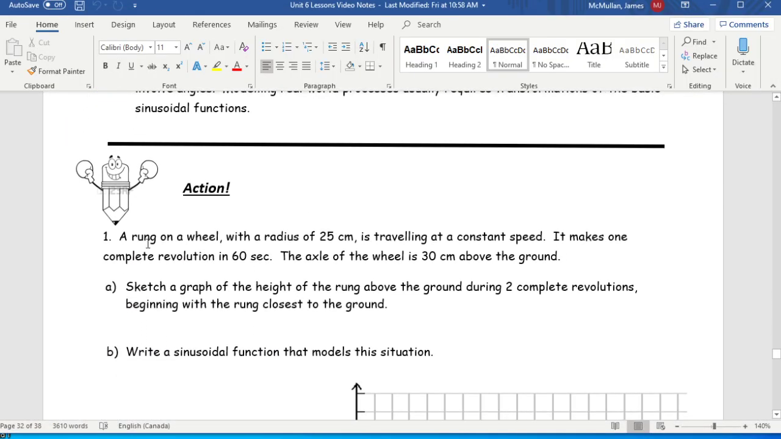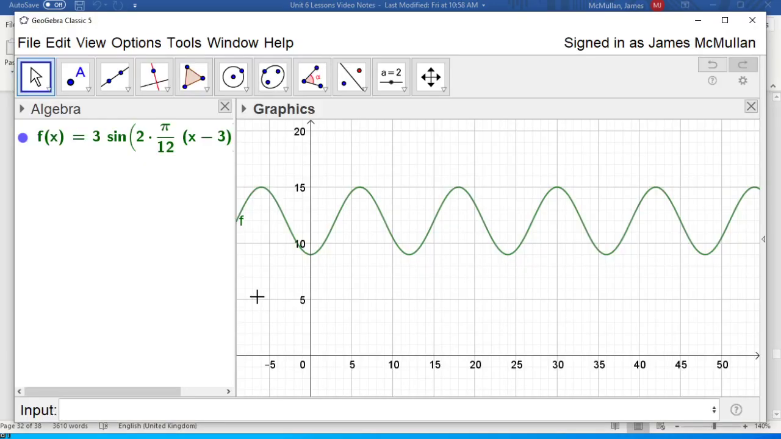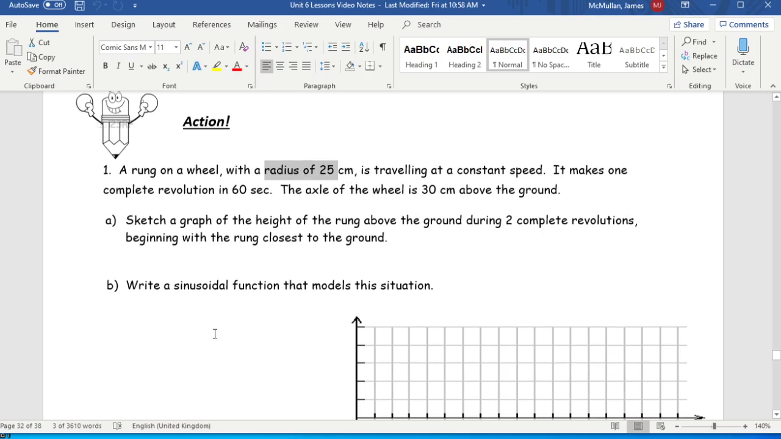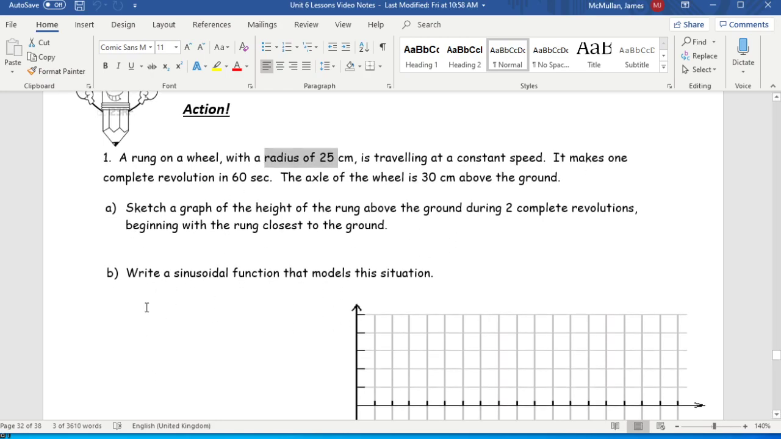One of the very common ones is tracking something rotating on a wheel. What would your height above the ground do if you were on a wheel? So let's just make this wheel. It says a rung on a wheel with a radius of 25 is traveling at a constant speed. It makes a complete revolution in 60 seconds. The axle of the wheel is 30 centimeters above the ground.